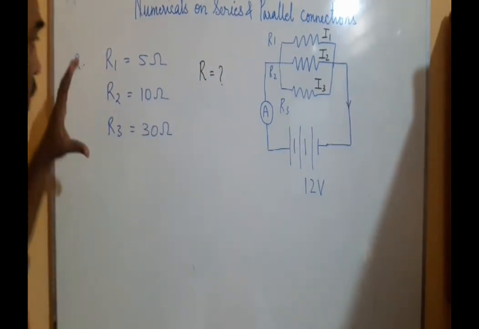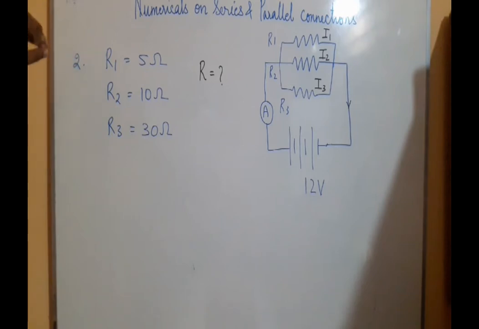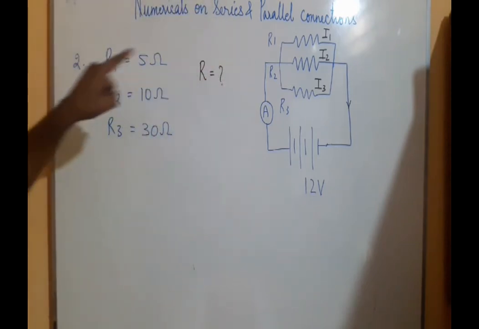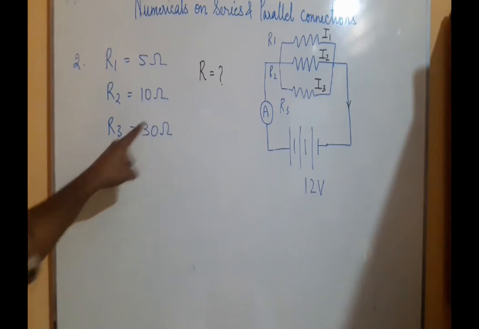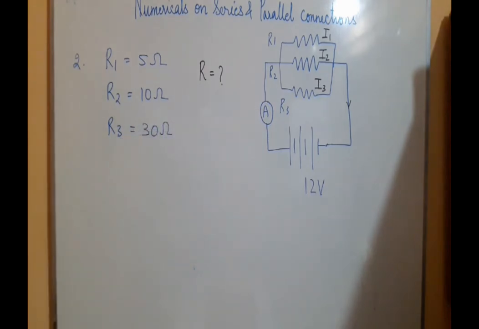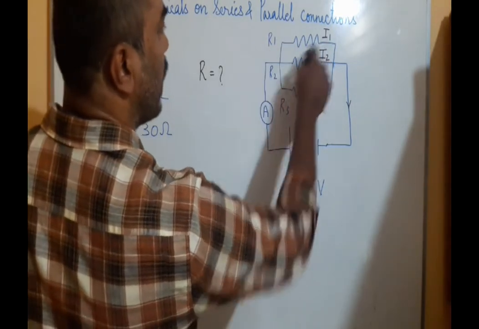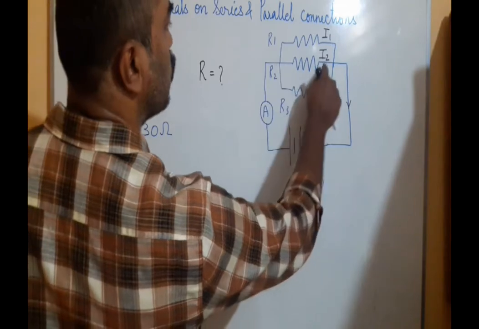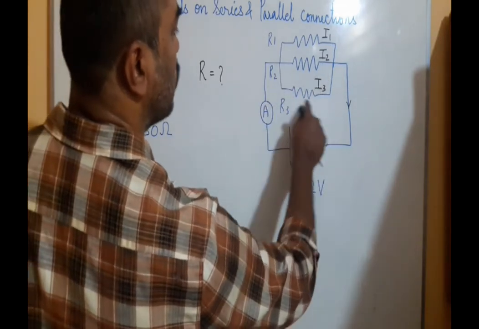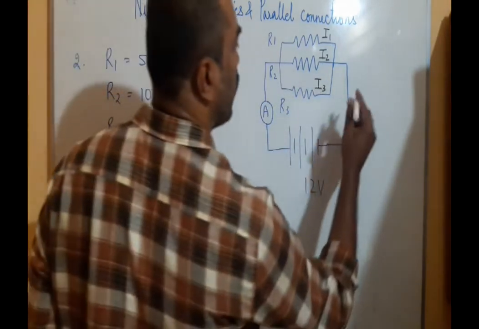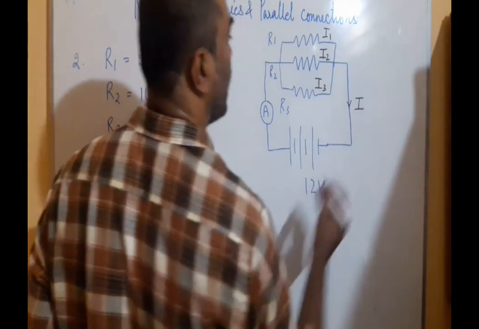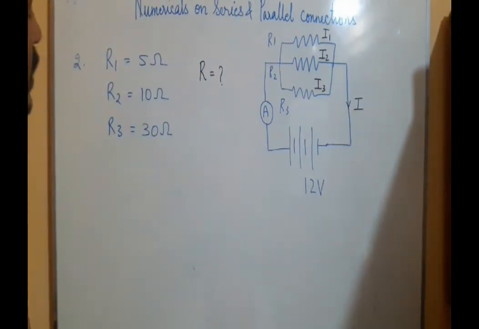So in this numerical we are given R1 is 5 ohm, R2 is 10 ohm, R3 is 30 ohm. Now what do we have to find? We have to find the individual current I1 passing through R1, I2 passing through R2, I3 passing through R3. We also have to find the total current I passing through the circuit. Now what we can do here is apply Ohm's law individually.